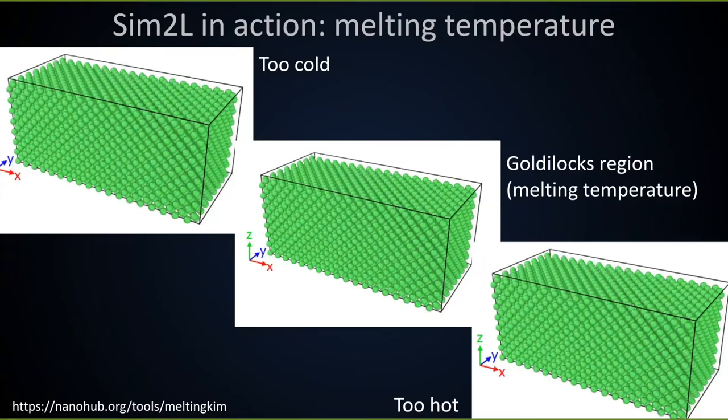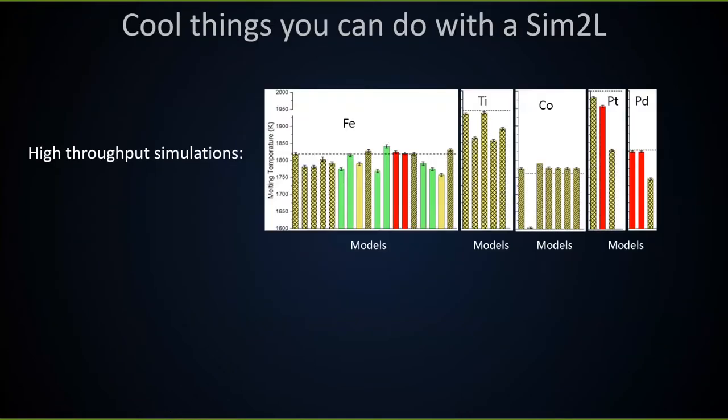You may have to vary, if you're looking for a melting point within a particular range, you may have to change your alloy composition and things like that. But SimTool will help you do multiple runs and so forth to achieve that goal. Other things that you can do, you can do sweeps across many different elements or many different types of compositions for alloys that you may want to propose to have, particularly searching for a particular parameter or value.